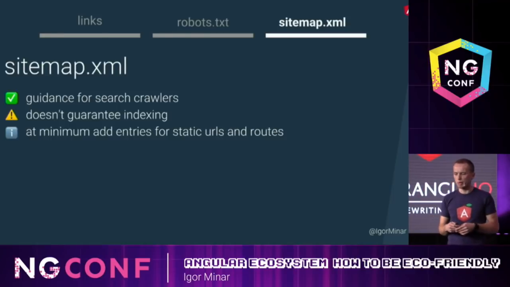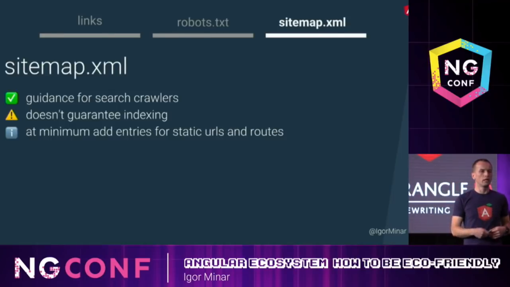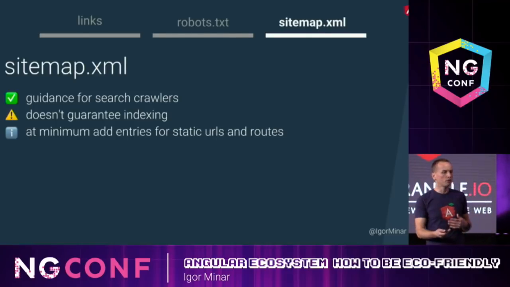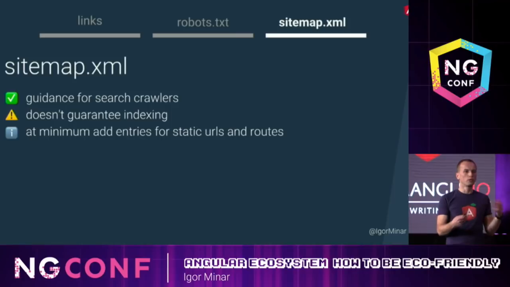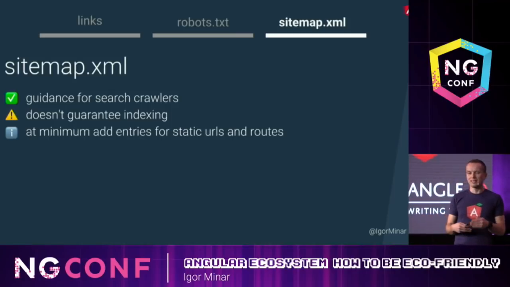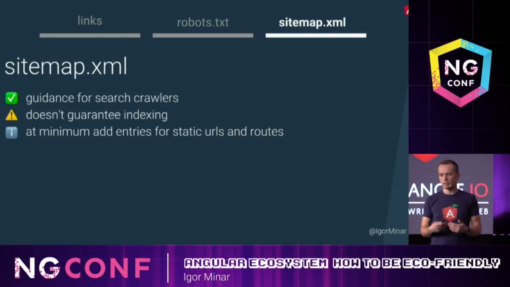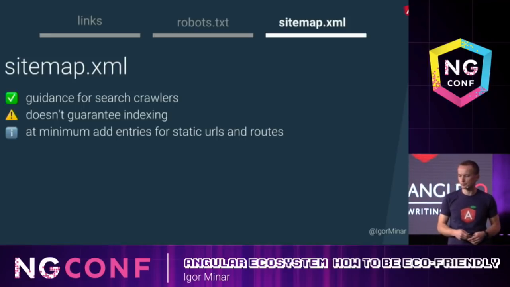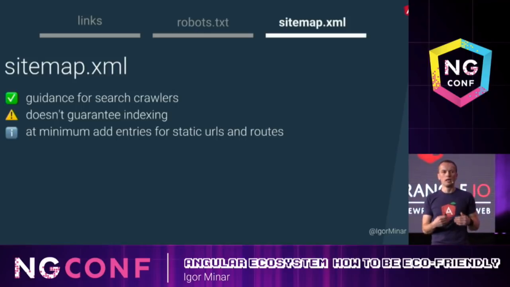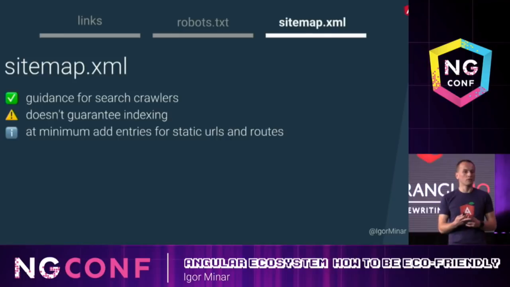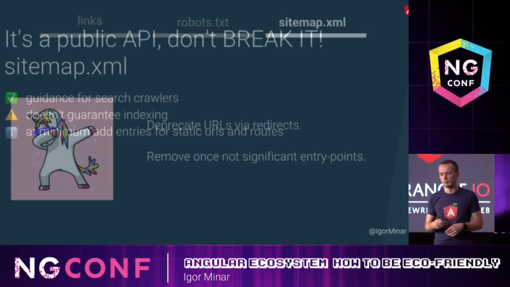And lastly, there is sitemap XML, which is a way for you to say, hey, this is a pool of interesting information that everybody should know about. And crawlers use this as guidance to know what kind of URLs are out there, what the crawlers should crawl. But it doesn't guarantee indexing. It's really there just as a safety check and to give guidance to the crawler. I suggest that you at least put all your static URLs and any kind of static routes that don't change into the sitemap. This is the bare minimum you can do to help tools understand your application.